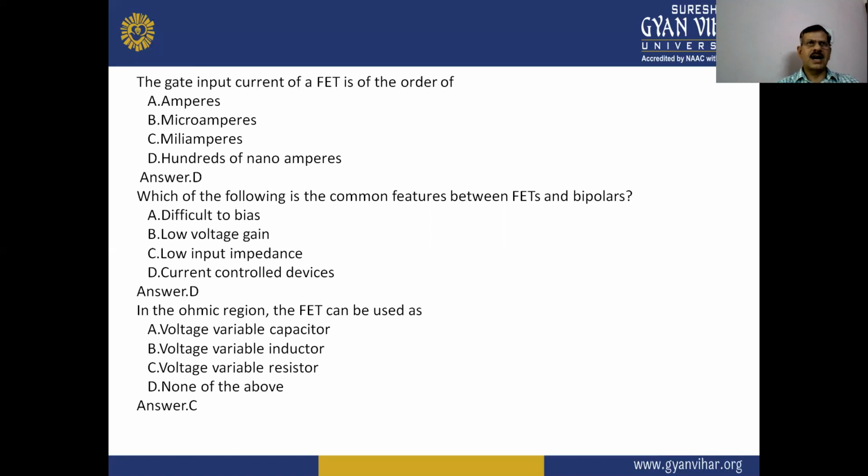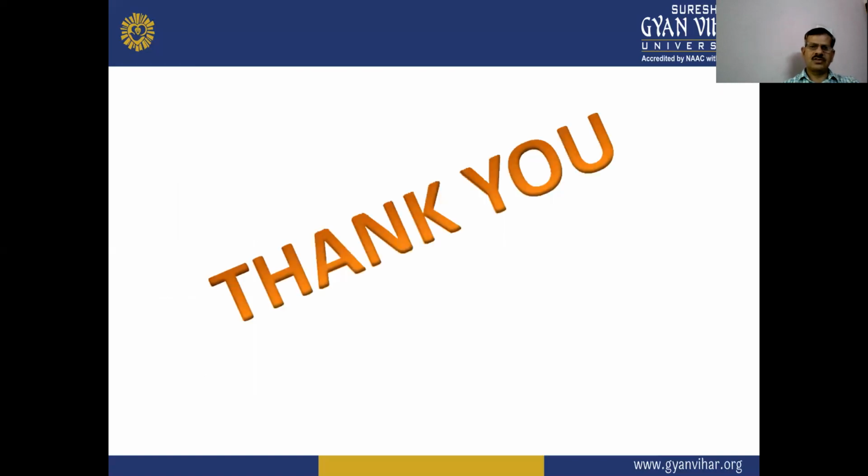And next and last question. In the ohmic region, the FET can be used as: option A, voltage variable capacitor, option B, voltage variable inductor, option C, voltage variable resistor, option D, none of the above. So in the ohmic region, the FET can be used as a voltage variable resistor or VVR. So thank you very much.